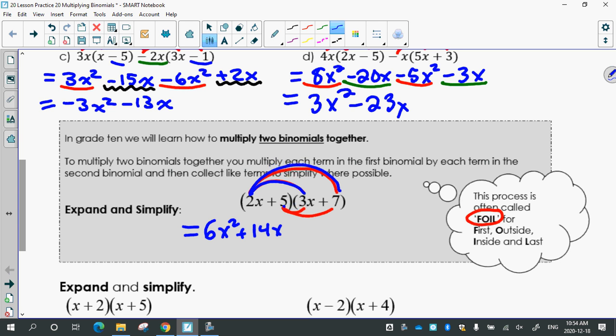The insides, positive 5 times 3x, positive 15x. The lasts, positive 5 times positive 7, positive 35. Now, if you look at it, is there any like term that also has an x squared ending? No. But there are 2 terms that have a plain x ending. Agreed? And then just 1 term that has a plain number. So our final answer is going to have 3 terms, 6x squared plus 29x plus 35.